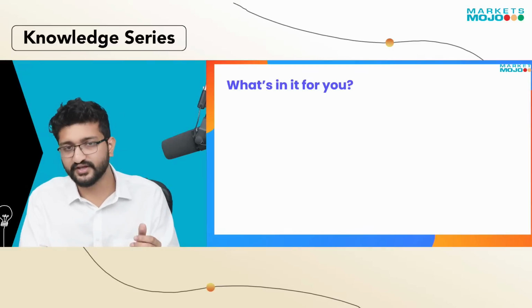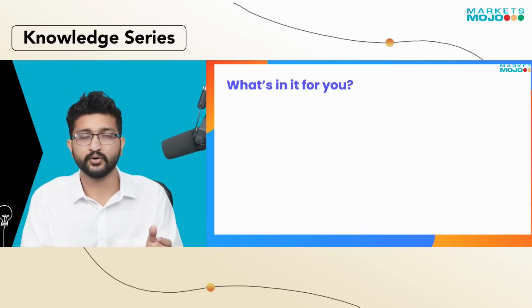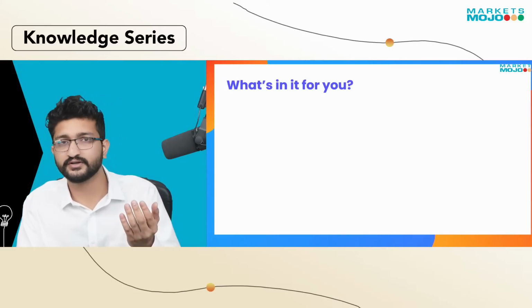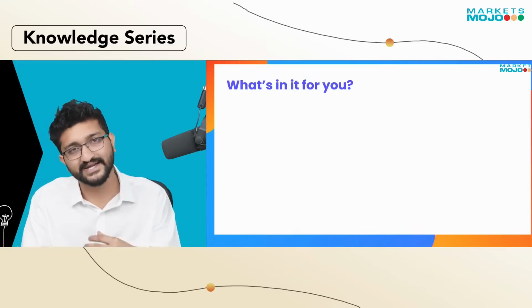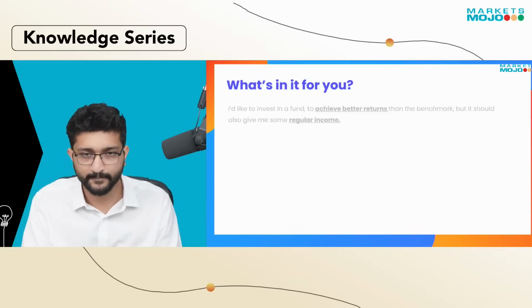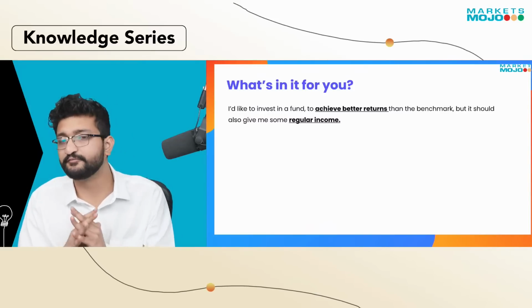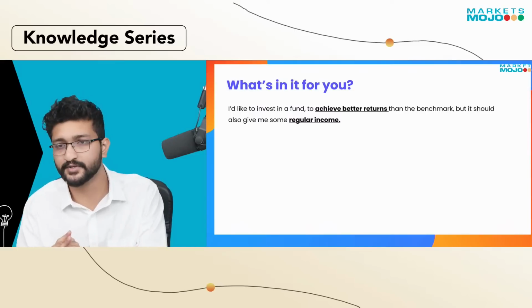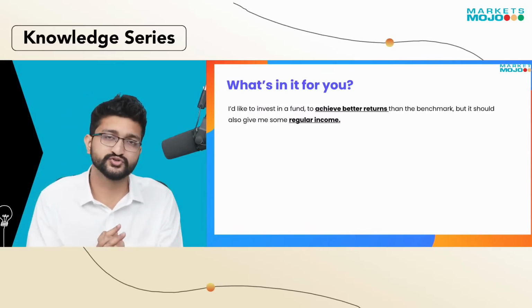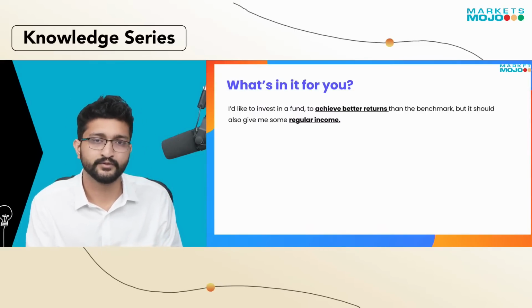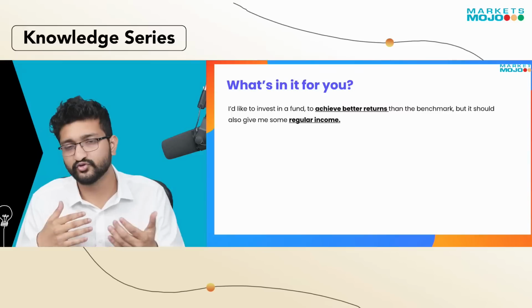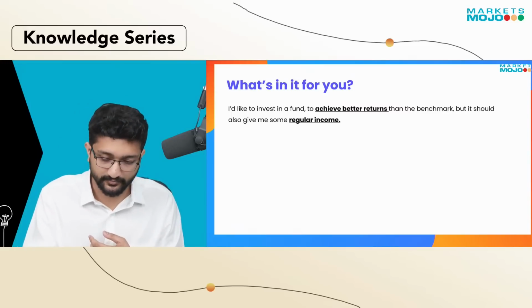Now, what's in it for you? How can you actually use this knowledge in breaking down and selecting your own mutual fund schemes? Let's say you would like to invest in a fund to achieve better returns than the benchmark. You're trying to beat the benchmark. But it also should give me some regular income. So the line I've put over here has two particular breakdowns, two particular terms.